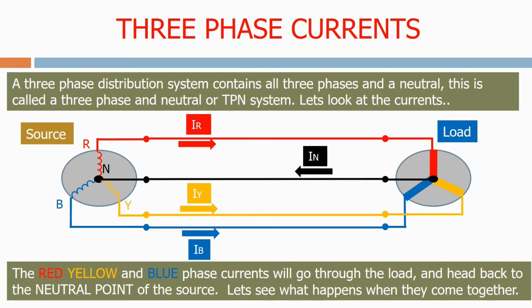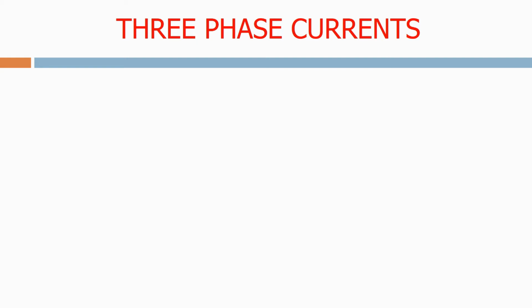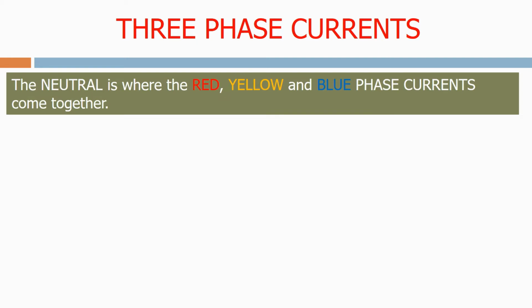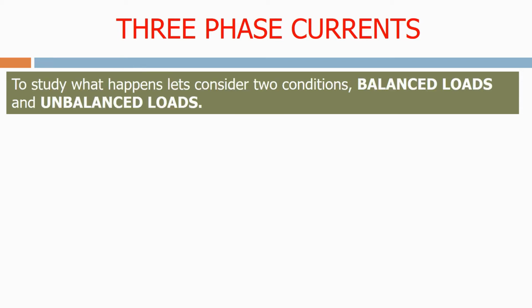The red, yellow, and blue phase currents will go through the load and head back to the neutral point of the source. Let's see what happens when they come together. The neutral is where the red, yellow, and blue phase currents come together. To study what happens, let's consider two conditions: balanced loads and unbalanced loads.